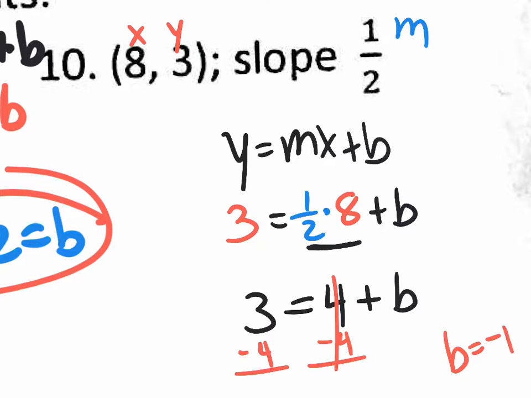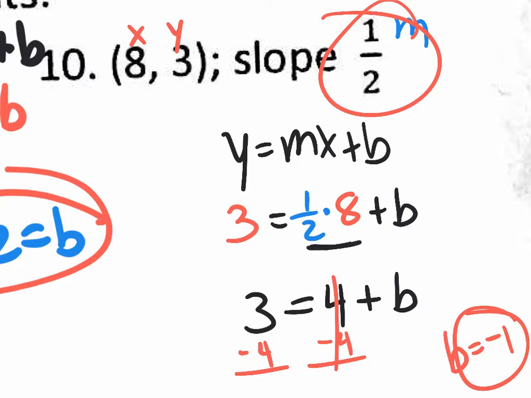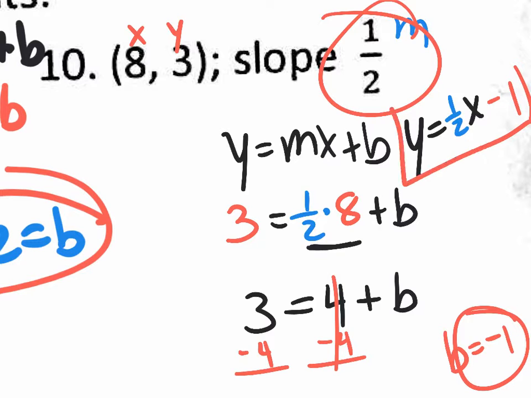b equals negative 1. And once you know your m and you know your b, now you could write your equation in slope-intercept form. So that was pretty easy, actually. Just plugging everything into y equals mx plus b and solving for b. So let's now write our equation. Y equals m, which was 1/2 x, plus b, that means minus 1 because the b value is negative 1. There's my equation in slope-intercept form.